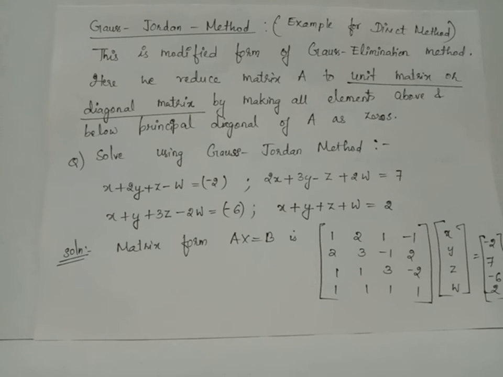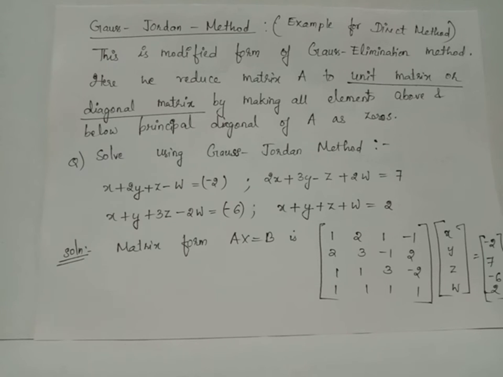That is, instead of just making the elements below the principal diagonal 0, if you reduce matrix A to a unit matrix or diagonal matrix by making all elements above and below the principal diagonal of A zeros, then we can reach the solution even more easily. This method will save back substitution time, although the number of row transformations will be a little more compared to the Gauss elimination method. Let us look at an example.